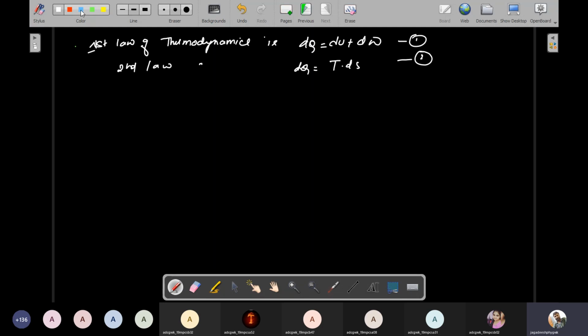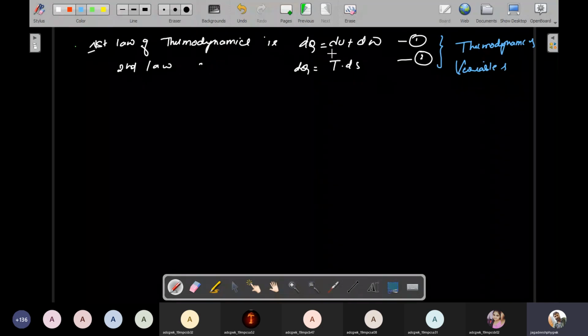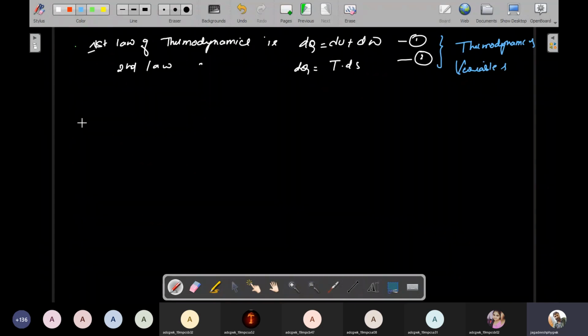Okay, so ఈ రెండు equations మనం thermodynamic variables నుంచి find out చేస్తాం. But this does not give a complete description of the system, so that's why we are using 4 more equations. Those equations will give a complete description of the system. In the 4 equations, I derive the first equation, that is called internal energy of the system.